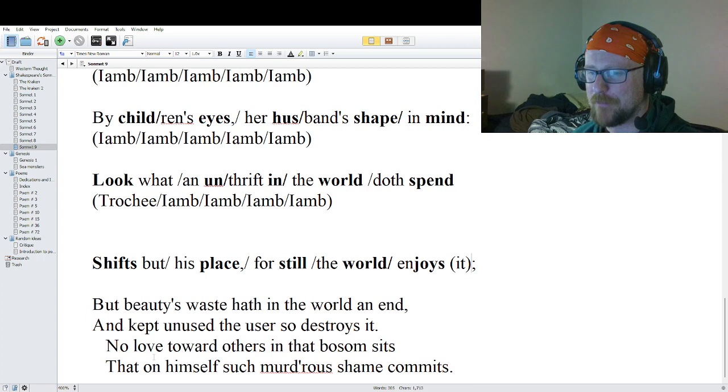Okay, so here I'll read it: "Shifts but his place, for still the world enjoys it." So this is a hypermetrical line, with 11 syllables. Now, generally speaking, when hypermetricals happen, it's usually an "-ing" ending or an "-ed" ending at the end of the word, or something of that nature. It's not its own word.